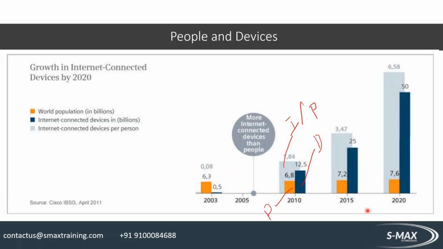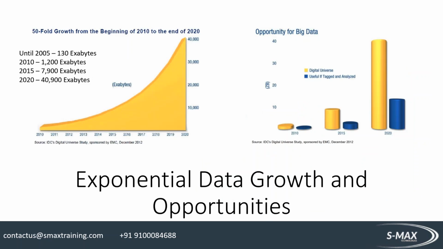So what does it mean? It just means more data. There are more devices means more data. So devices are generating more data than humans now. Okay. So what is this data?